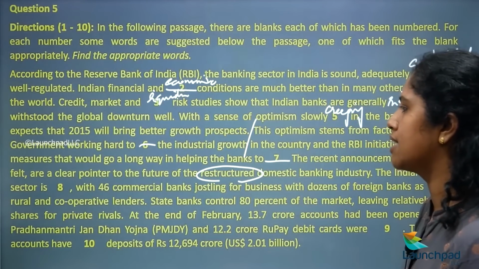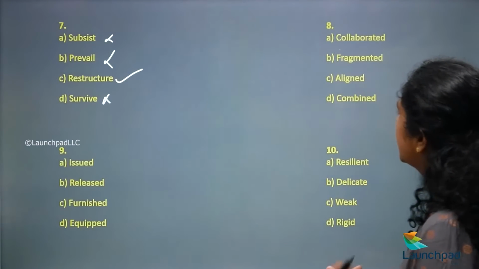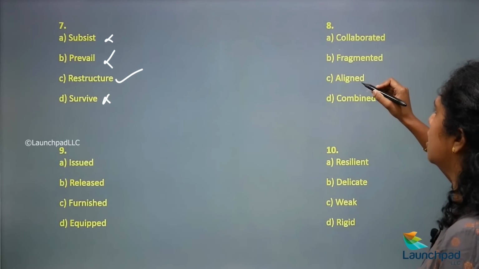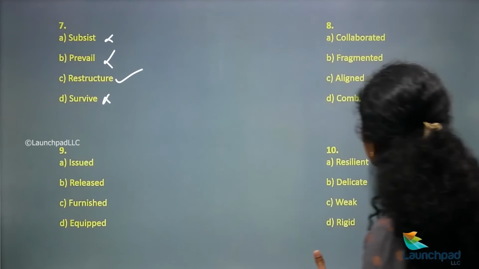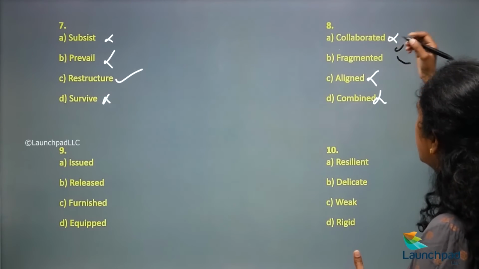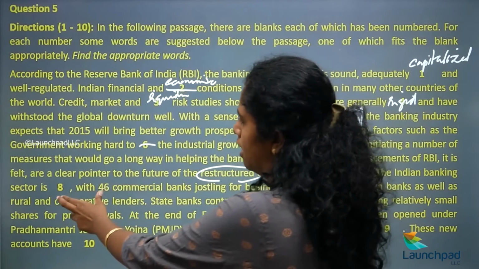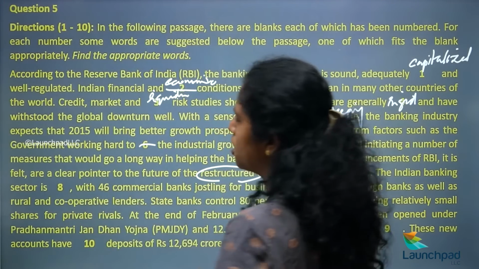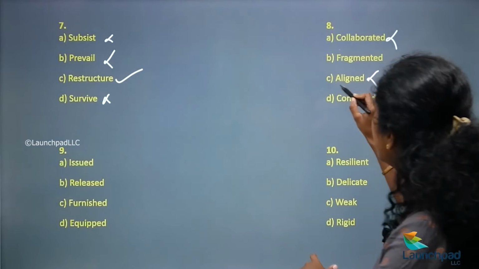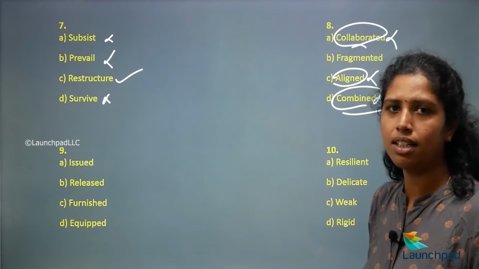So the Indian banking sector is dash with 46, okay? The Indian banking structure is collaborated, fragmented, aligned, and combined. You can see collaborated, aligned, and combined are giving the same meaning, but only one is fragmented. So let's see if fragmented fits in. Is fragmented with 46 commercial banks. Yes, fragmented is divided. Here itself you had a clue. Three mean the same, so you can eliminate, and you're left with one option.